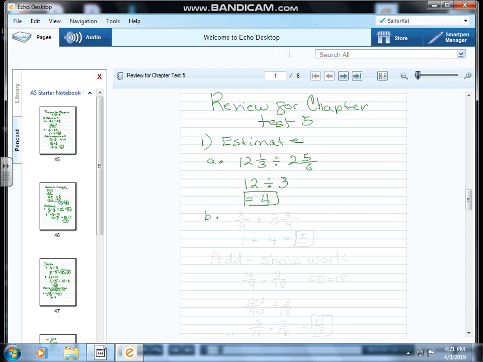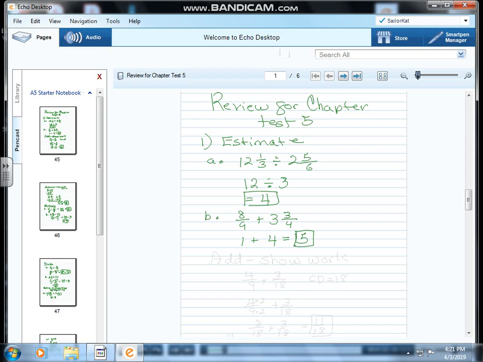Another example is if you have 8/9 plus 3 3/4. 8/9 is very close to 1. 3 3/4 is very close to 4. And your answer is going to be 5. Box your answers so that I know where they're at and show all work.